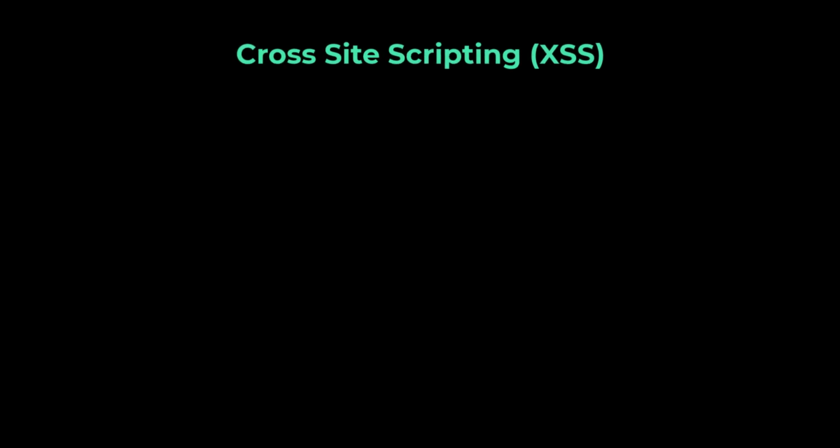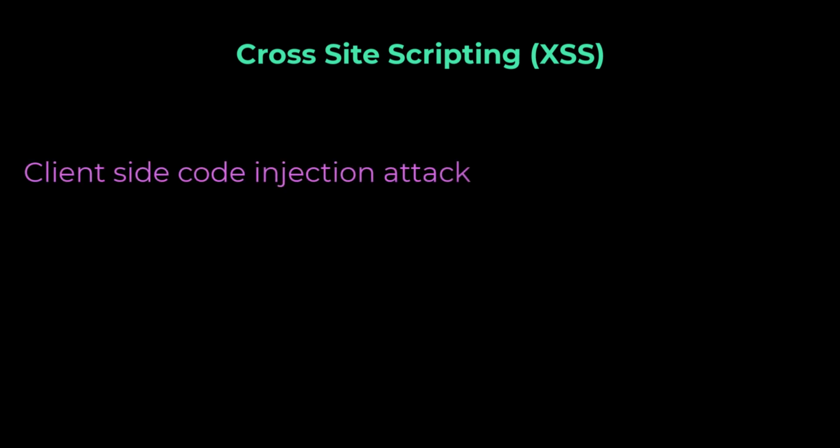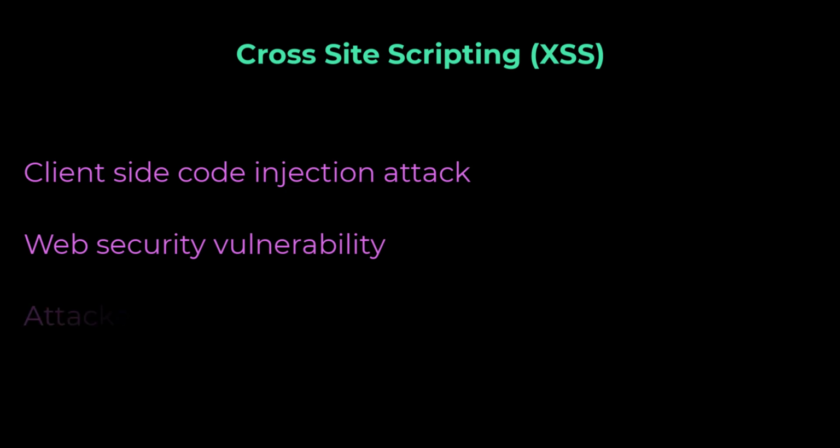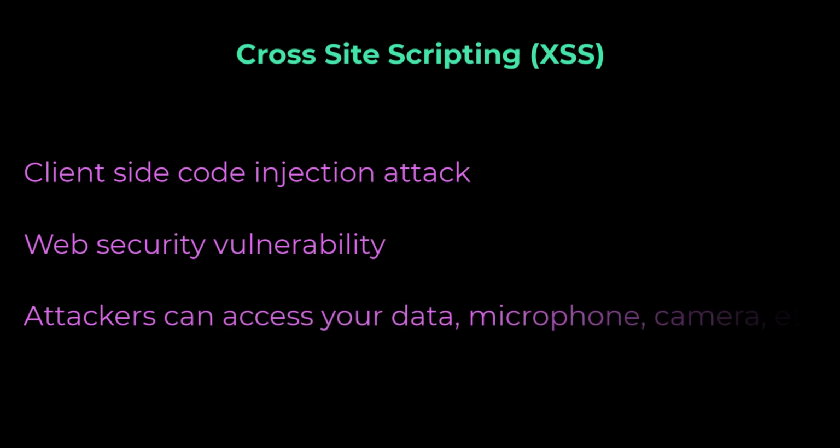What is cross-site scripting? Also known as XSS. Cross-site scripting is a client-side code injection attack. It's a web security vulnerability which allows the attacker to execute malicious scripts in the web browser through some kind of code injection. Using XSS, the attacker can access your cookies and get the user data. They can turn on your location, camera, microphone, etc. They can carry out any actions that you can do.